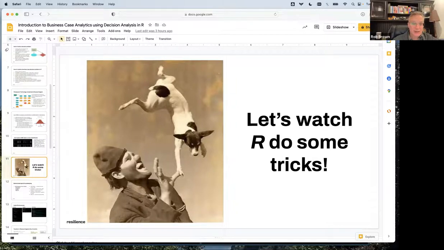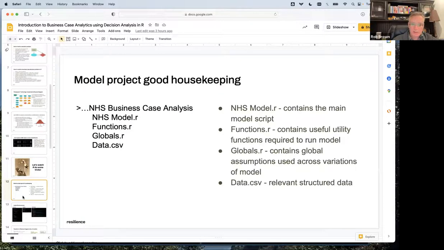Before we get started on that, I do want to point out some good housekeeping. I tend to keep my R project separated into at least four different file types. The first is a model that actually runs the business case analysis itself. But I want to separate from that model another file that contains the callable functions that are specific to this case. So I keep various packages or other function sets separate that I can use in other places. That's also important because in the development of a model, sometimes you'll realize, oh, I need this function. I'll put it in my function file and I can use that in other places.